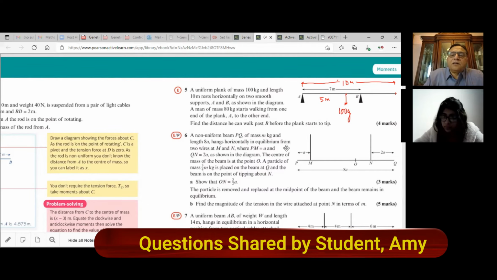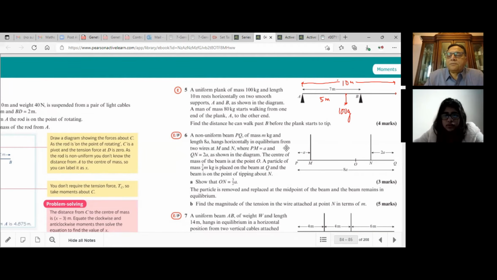A man of mass 80 kg starts walking from one end of the plank, A, to the other. Find the distance he can walk past B before the plank starts to tip. So it's somewhere here, walking in this direction, and we'll put 80 kg.